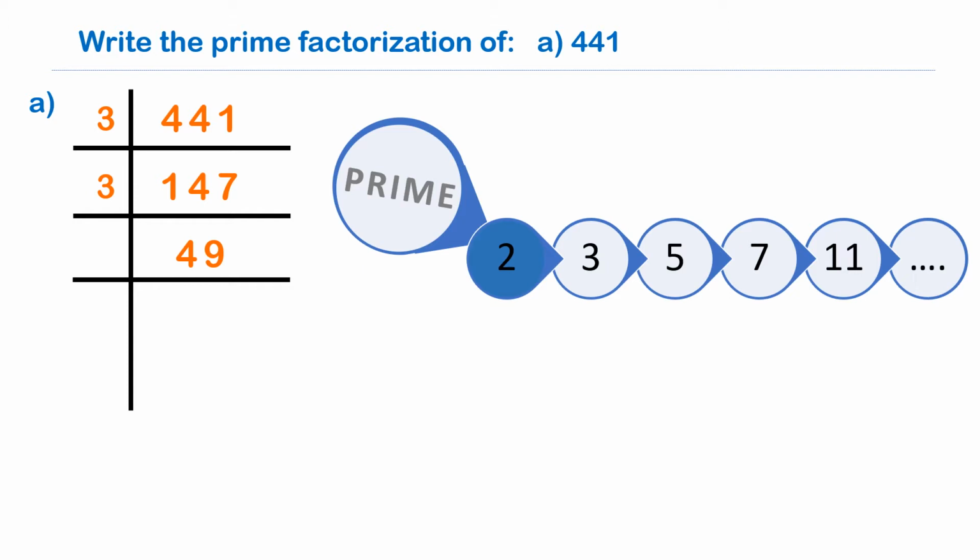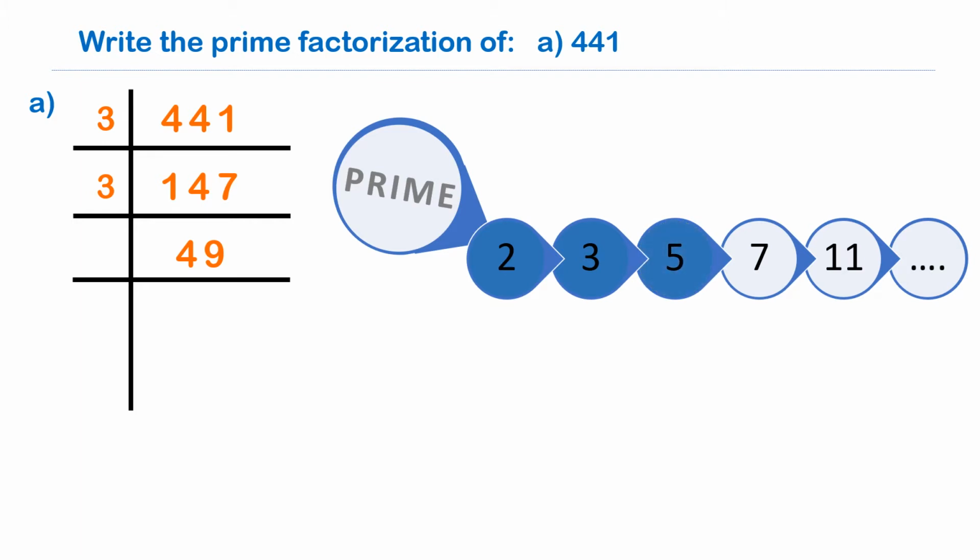To check whether it is divisible by 3 or not, we use the divisibility test of 3. So we add the digits. 4 plus 9 equals 13, and 13 does not come in the table of 3. So we take the next number 4. But 4 is a composite number. So we leave it and take the next prime number 5. But the last digit is not 0 or 5, so it is not divisible by 5.